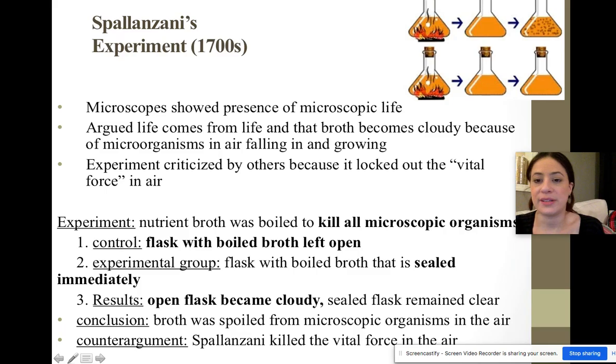What he did was he had this Erlenmeyer flask. He heated it up to sterilize it. He left it open, and then it became cloudy because it was exposed to the air and the elements, and the microorganisms got in and caused it to become cloudy. Set up another group. Here, he sterilized it by heating it up. He had it corked, and there was no growth. But the people who believed in spontaneous generation disagreed with him because they said, of course there's no growth, because the vital force cannot enter. So they were not convinced otherwise.